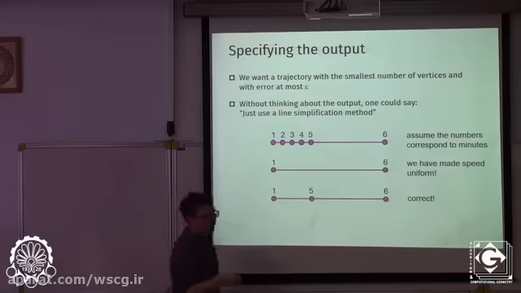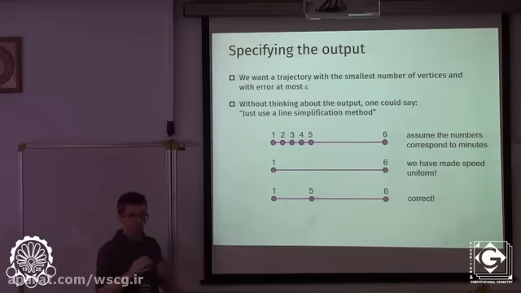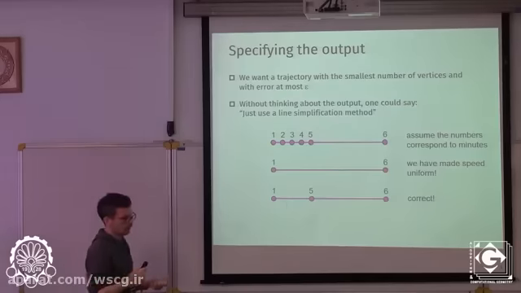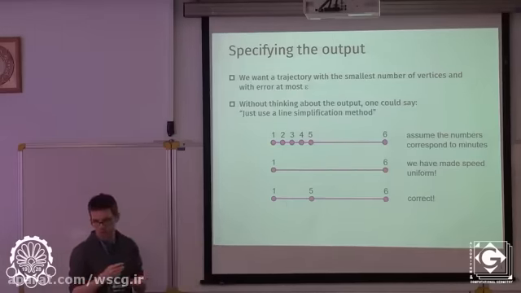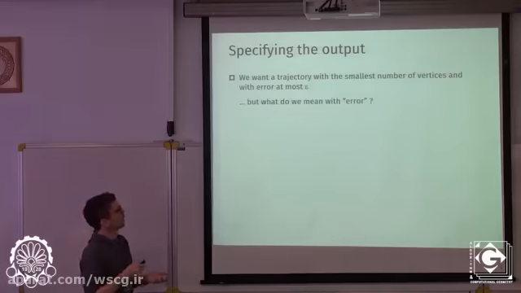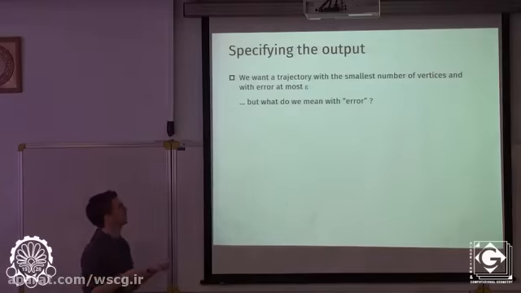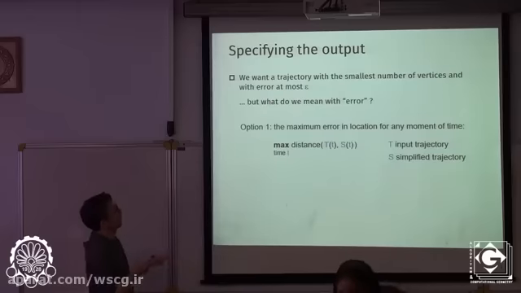Now, simplification should be essentially a trajectory with very few vertices, which is very similar to our original trajectory, or stated differently, which introduces a small error. So in that regard, we'll have to think about what kind of error we want to allow. And we'll be looking at this setting of maximum error.